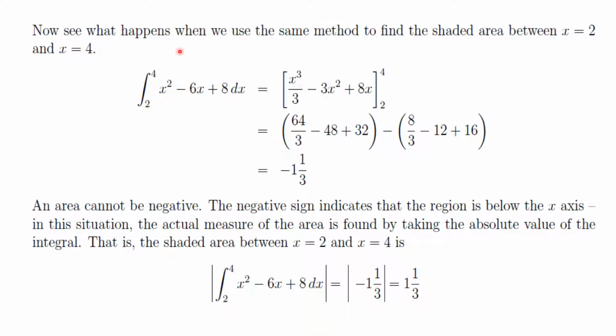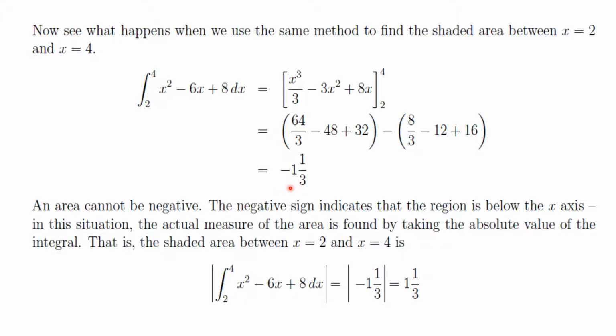Now let's see what happens when we use the same method to find the shaded area between x equals 2 and 4. The result is negative 1 over 3. Obviously, it's negative because the area is below the x-axis. Therefore, we have to write the area as a positive value, so it will be 1 over 3. This is shown on the previous graph.